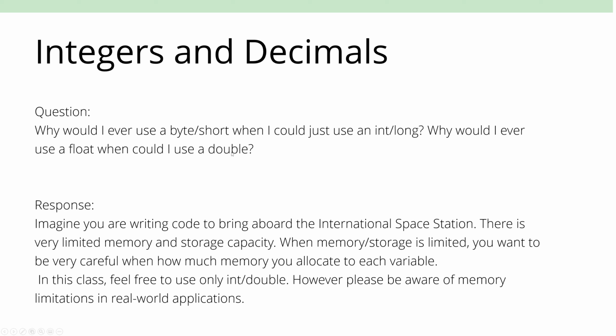Well, this goes back to more olden times when memory size was very important. So for example, imagine you're writing code to bring aboard an International Space Station. There's very limited memory and storage capacity. You want to be as efficient with memory as you can. So when memory or storage is limited, you want to be very careful with how much memory you allocate to each variable. However, in our class, and with really any computer you use nowadays to program, feel free to use only int and double. And that's what College Board expects you to use.